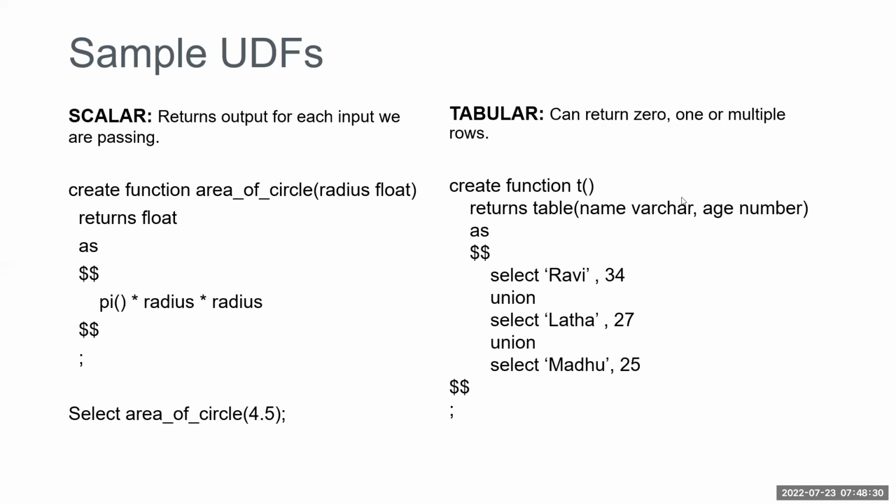So this is my requirement, and my select statement can be anything. Just for our understanding, for simplicity, I wrote a statement like this: select Ravi, 34, union select Lata, 27, union select Madhu, 25. That means it will return three rows with two columns, name and age. Whenever you execute this, you have to write simply select from the table function. Then it will give you these three rows as output, because we are returning a table type here.